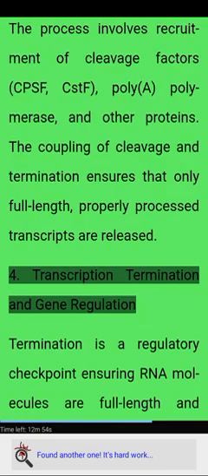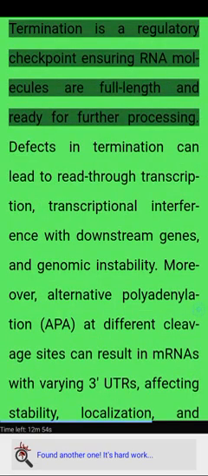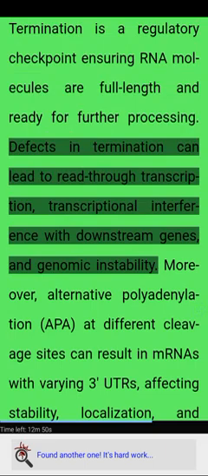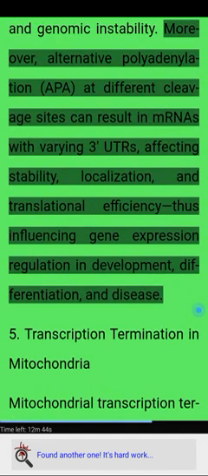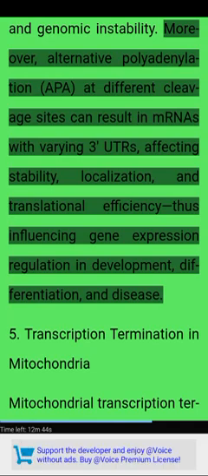4. Transcription termination and gene regulation. Termination is a regulatory checkpoint ensuring RNA molecules are full-length and ready for further processing. Defects in termination can lead to read-through transcription, transcriptional interference with downstream genes, and genomic instability. Moreover, alternative polyadenylation, APA, at different cleavage sites can result in mRNAs with varying 3' UTRs, affecting stability, localization, and translational efficiency, thus influencing gene expression regulation in development, differentiation, and disease.